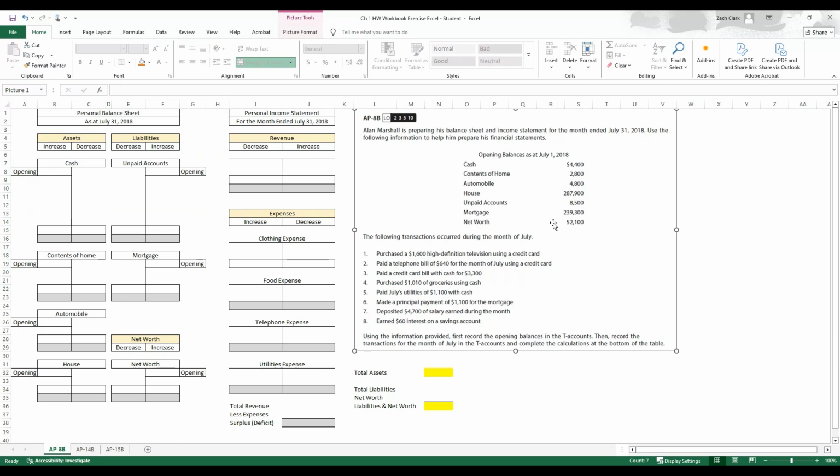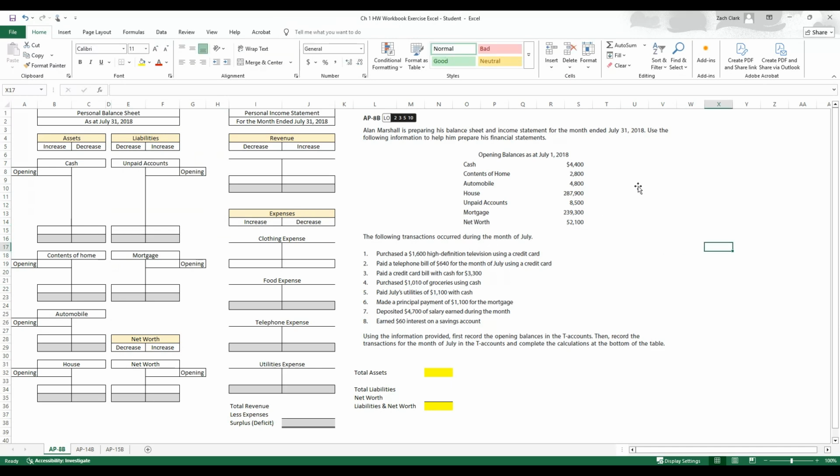And then finally, we have net worth. And if you remember our accounting equation that we've discussed, the foundational accounting equation says that your assets must equal your liabilities plus net worth. And so that's what we're going to work through. And this is, again, as I mentioned, our starting balances. So these are his opening balances at the beginning of the month.